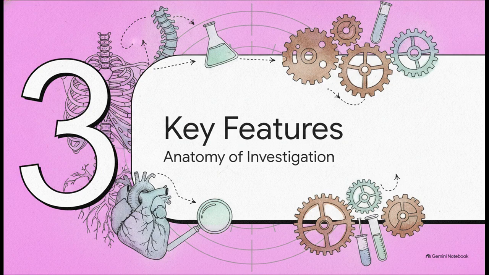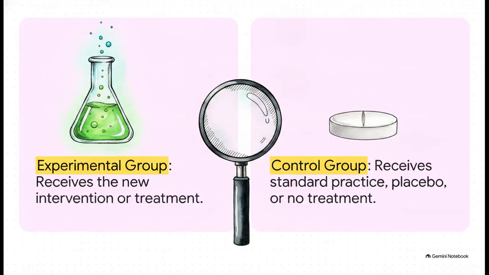Section 3, Key Features of RCTs, Anatomy of the Investigation. Let's really dissect the non-negotiable features that make an RCT function properly. First up, we have the dual engine of the RCT, the experimental group versus the control group.